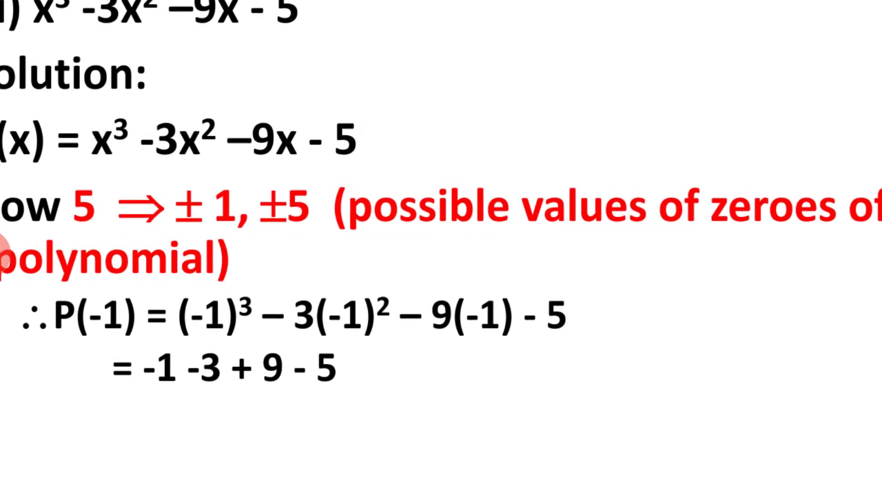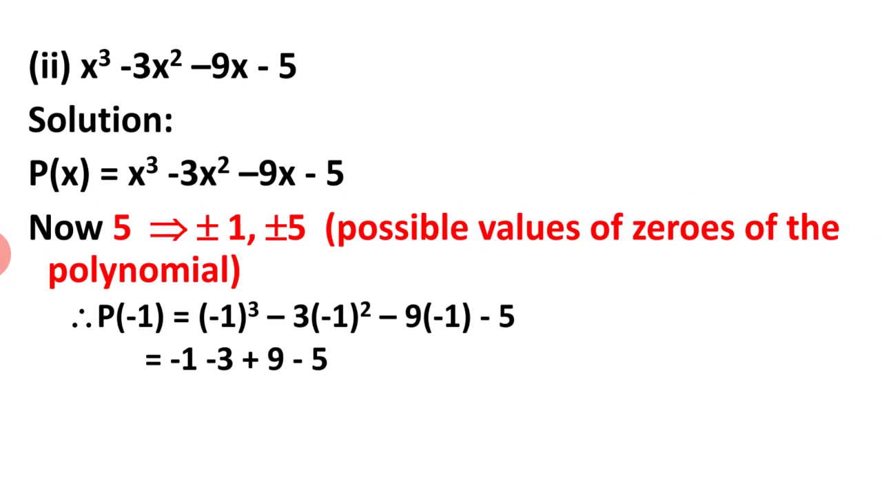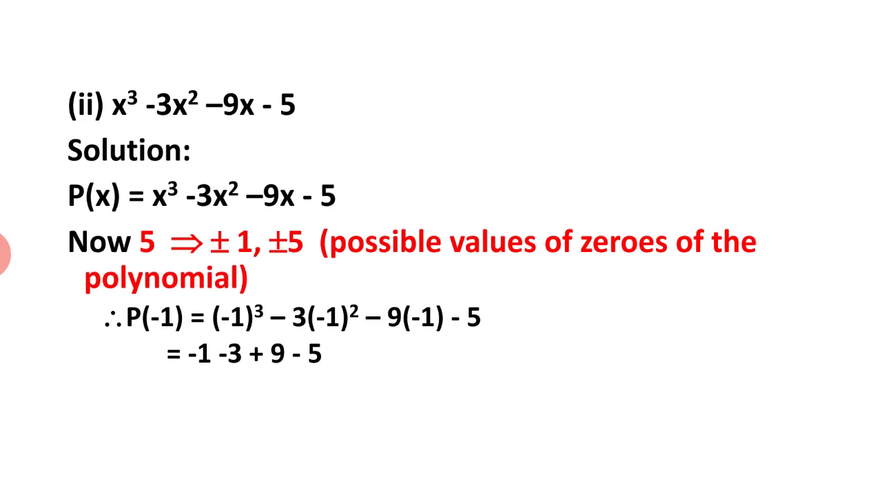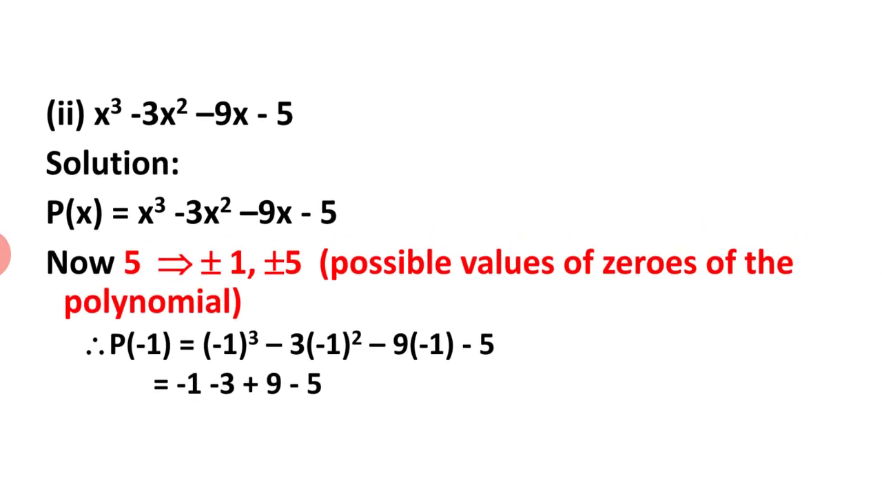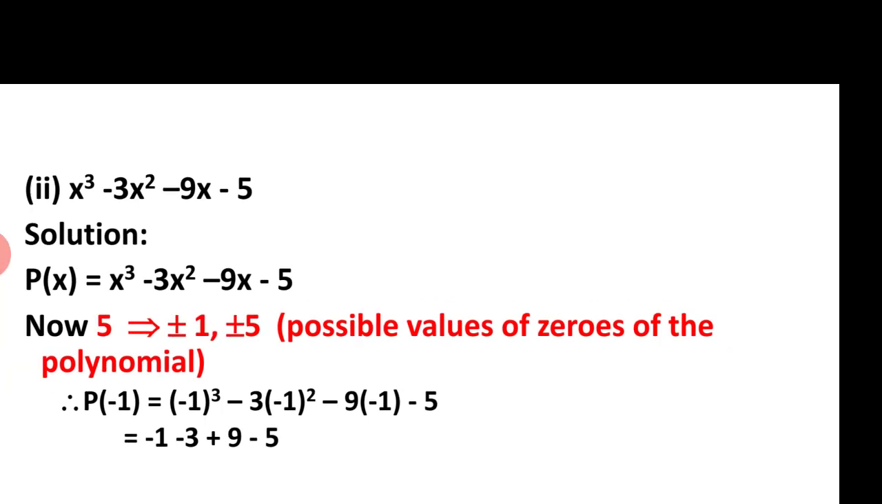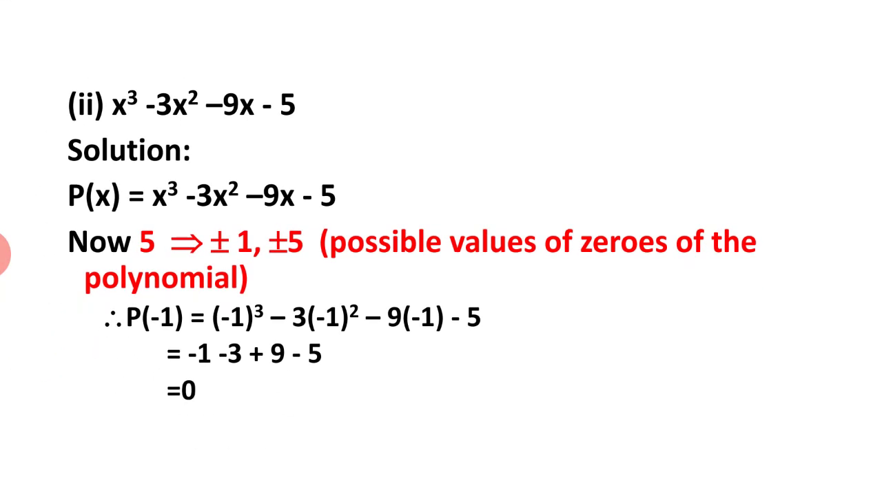Now here most of the students write plus 3 instead of minus 3. So they have to be very careful in getting the values. Is it okay? So now minus 1 minus 3 will be minus 4, minus 4 minus 5 will be minus 9, plus 9 will cancel each other. So the value of p of minus 1 is coming 0.